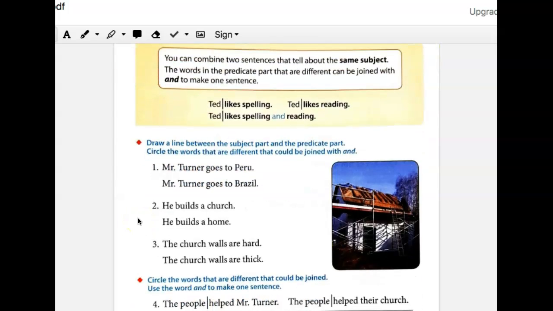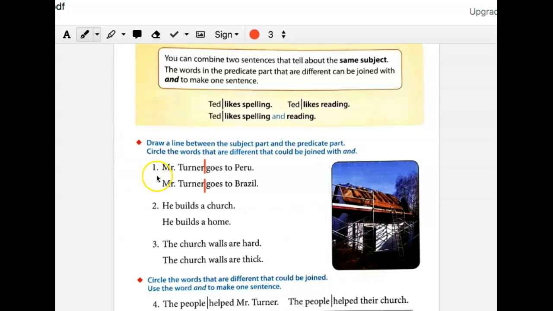Numbers 1 through 3. You're going to draw a line between the subject part and the predicate part. Circle the words that are different that could be joined with and. Number 1. Mr. Turner goes to Peru. Mr. Turner goes to Brazil. Where can we draw a line to split the subject part and the predicate part?